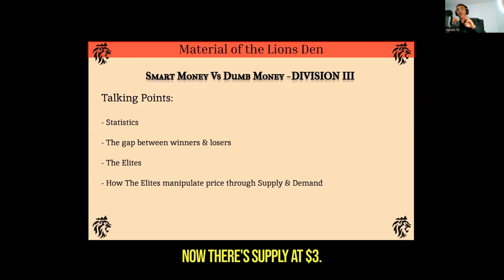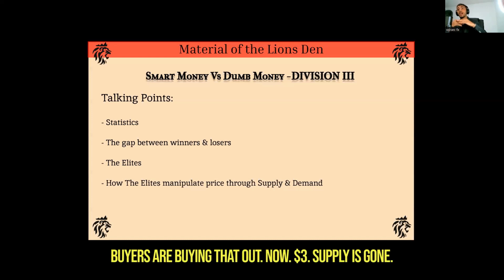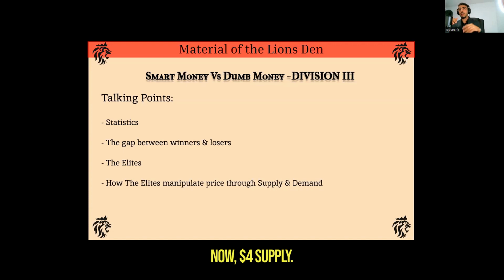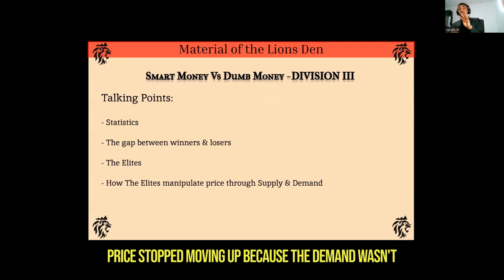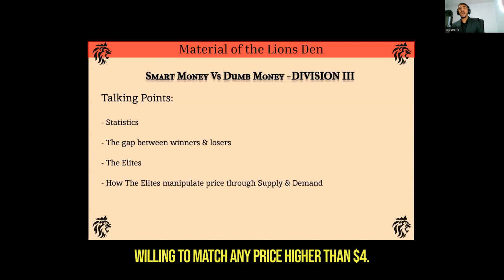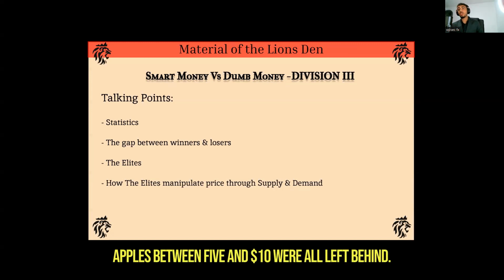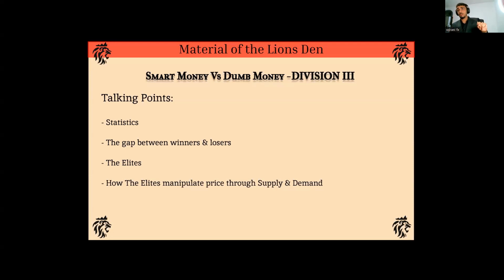Now there's supply at $3. Buyers are buying that out. Now $3 supply is gone. Now $4 supply. Some people want to buy it. Some people don't want to buy it. At $4, price stopped moving up because the demand wasn't willing to match any price higher than $4. This means that the orders to sell apples between $5 and $10 were all left behind.